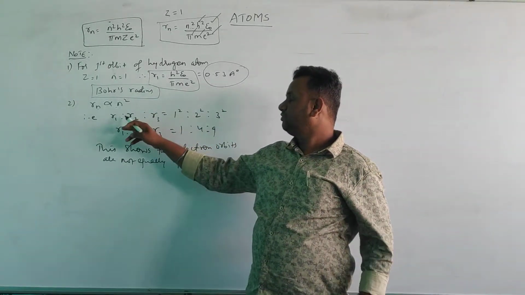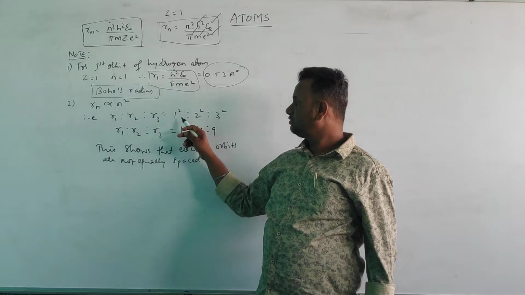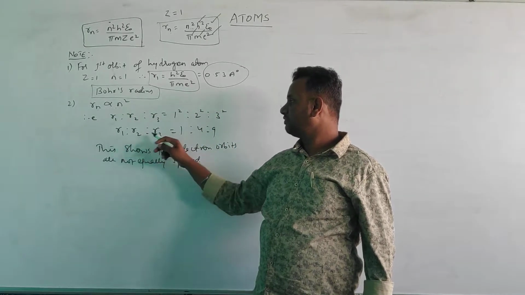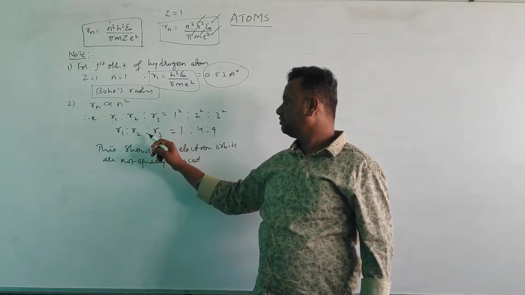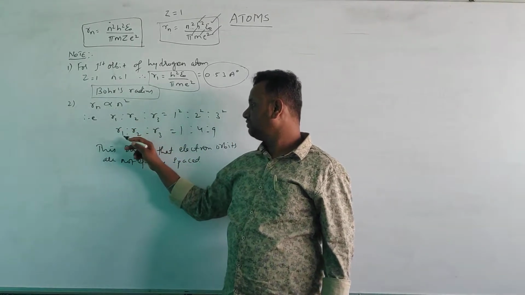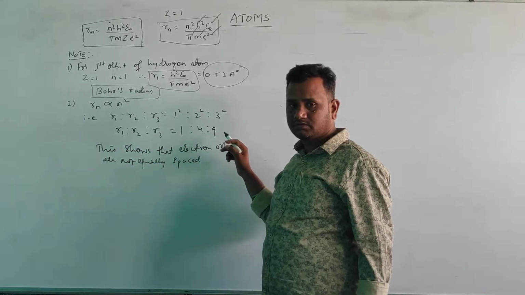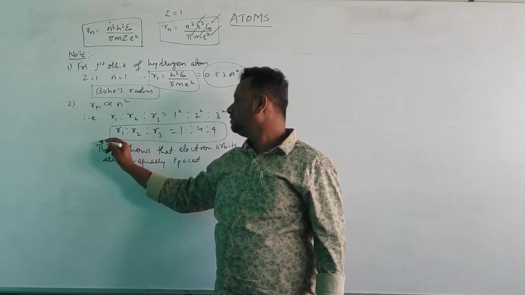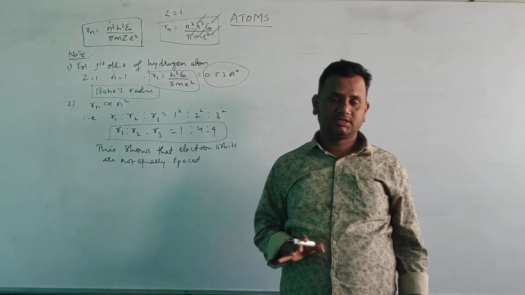So I have taken these values here. For R1 it is 1, for R2, the second orbit, 2 square, and for R3, 3 square. So our radius will be R1 is equal to 1, R2 is equal to 4, and R3 is equal to 9. In ratios, R1 : R2 : R3 is equal to 1 : 4 : 9. This shows that the electron orbits are not equally spaced.